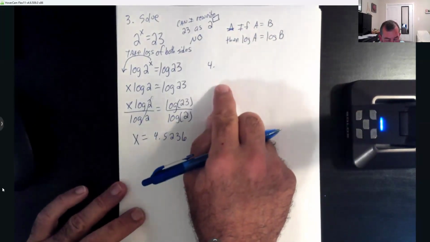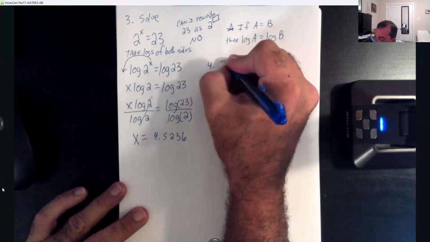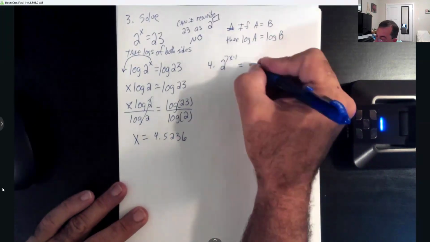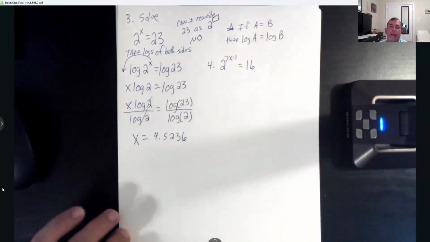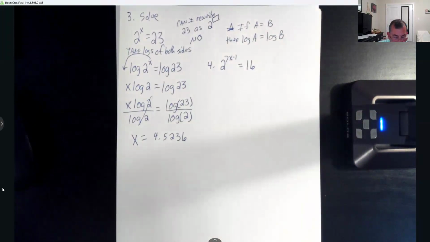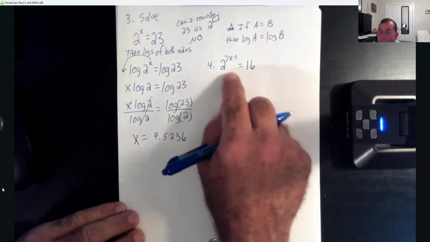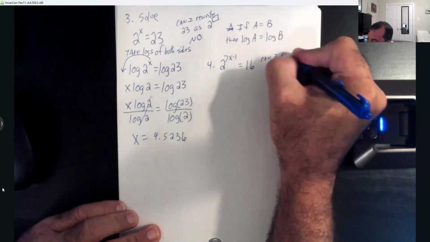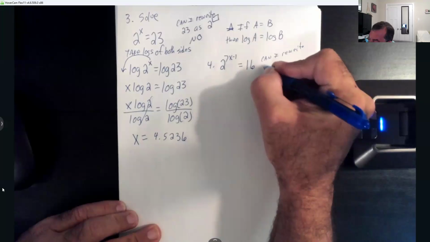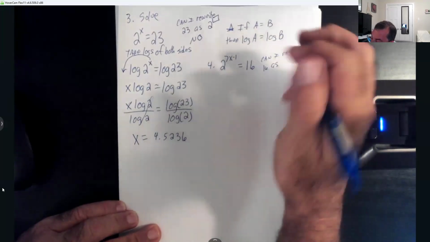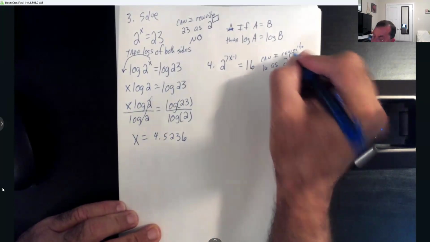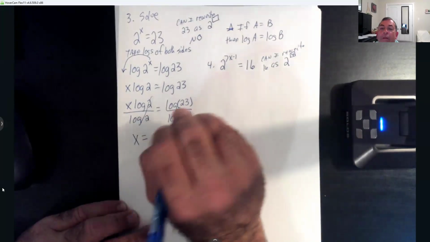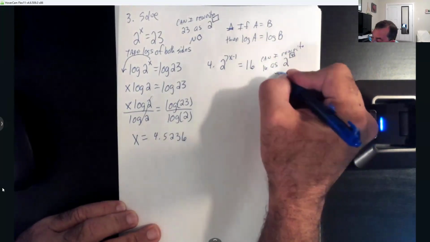All right, y'all, let's try another one. Number 4: 2 to the 7x minus 1 equals 16. Oh, y'all, we know on this one we can rewrite 16. So can I rewrite 16 as my base, which is a 2, to an exponent? And we knew that we could do that if that was 2 to the 4th. So this one we could do that.